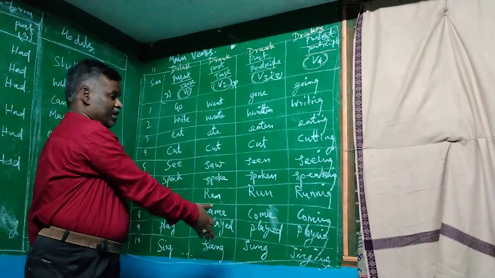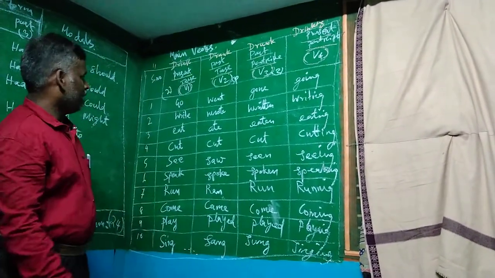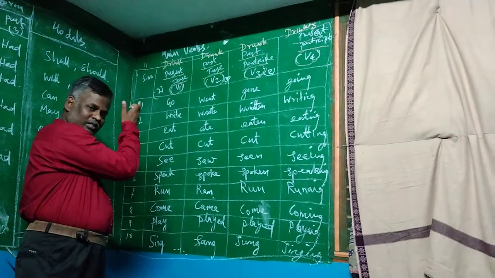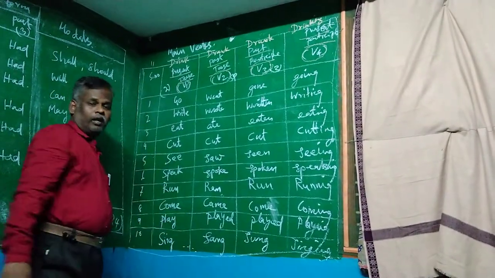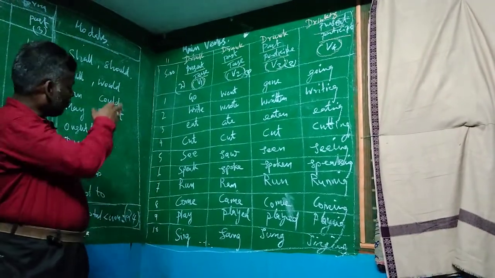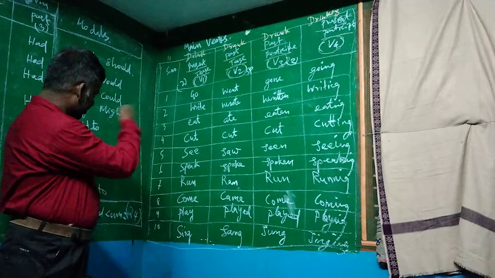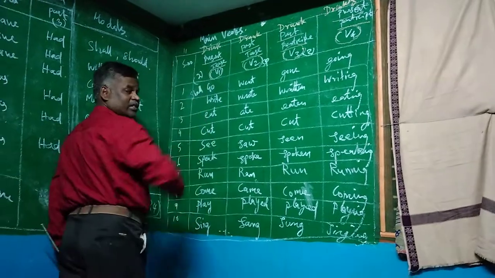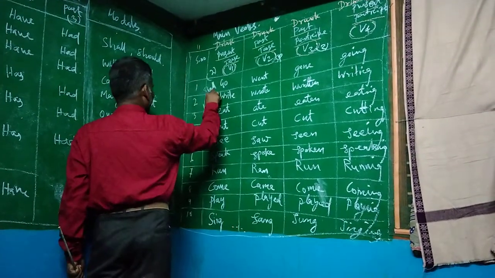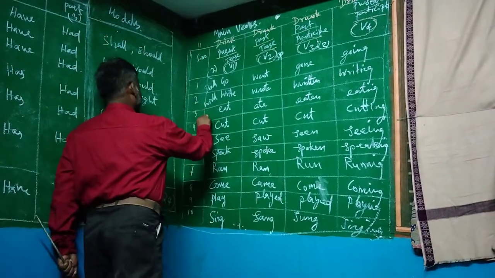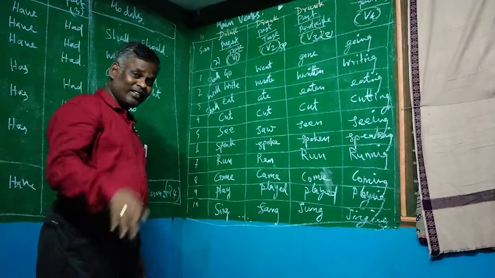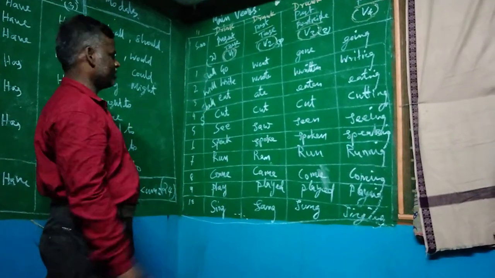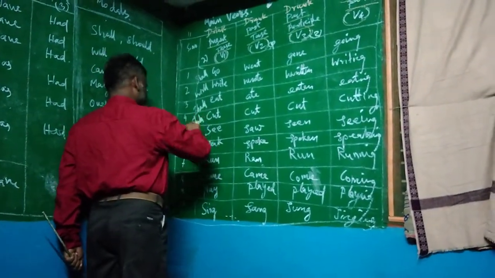At the time of present perfect, we have to use only the V3 form. At the time of simple past, we have to use only V2. At the time of simple present as well as simple future, we have to use V1. Plain V1 is used for the simple present. If you put shall before this word, go becomes shall go, which means future tense. Will work, will write means future tense. Shall write, shall eat means future tense. Only the plain form is present tense. And for cut, cutting, like that. For example, shall cut means future tense.